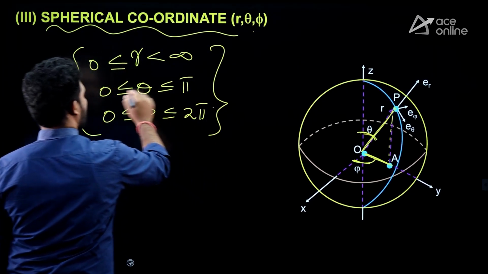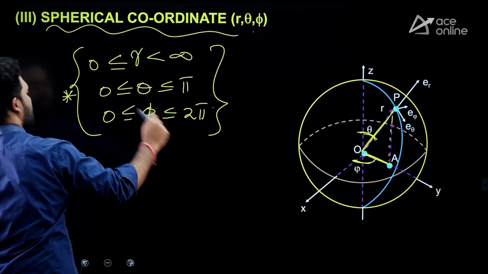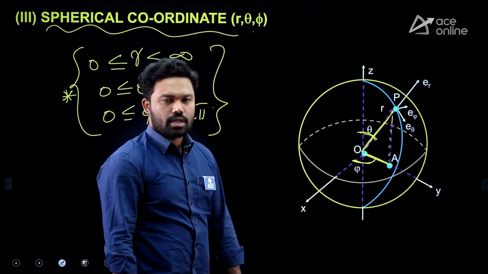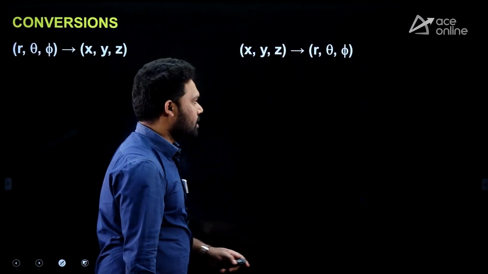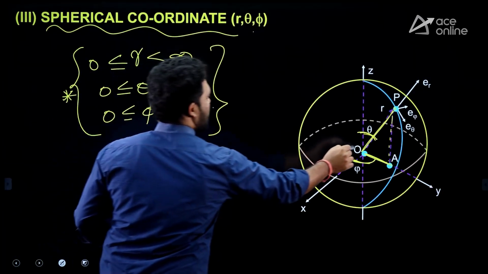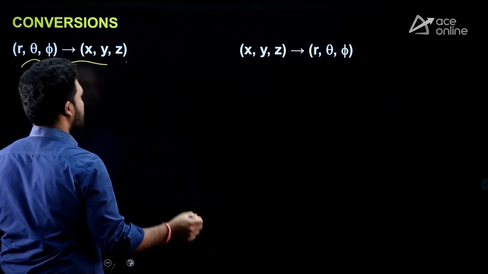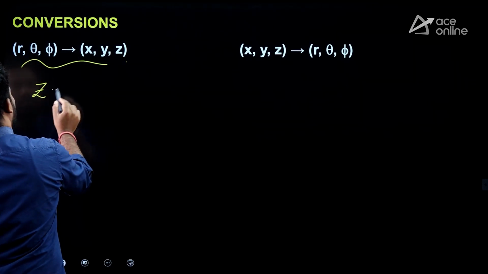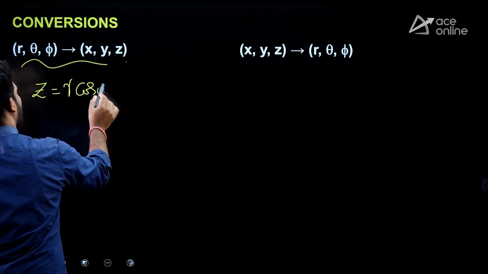Remember, theta is only from 0 to π, point to be noted. Okay guys, fine. Now can you do the conversions here immediately? Yes. You can notice here, this r is making theta with the z axis. So what is the z component? It is r cos theta.